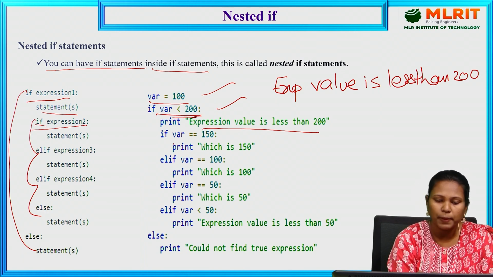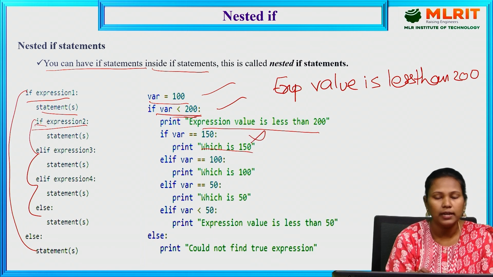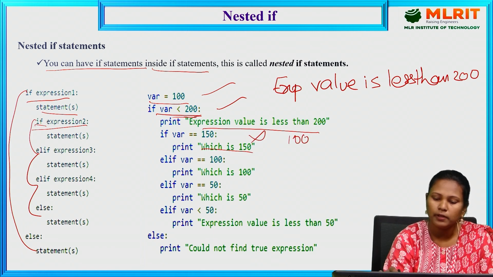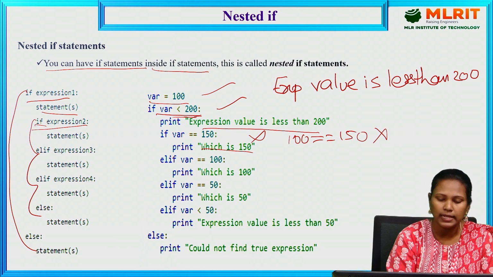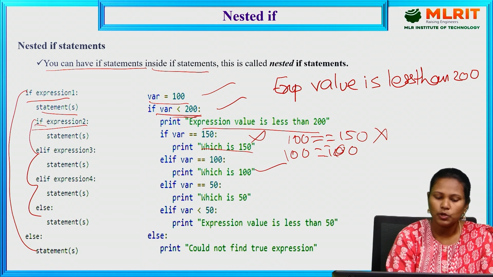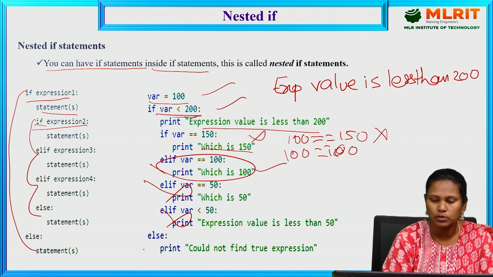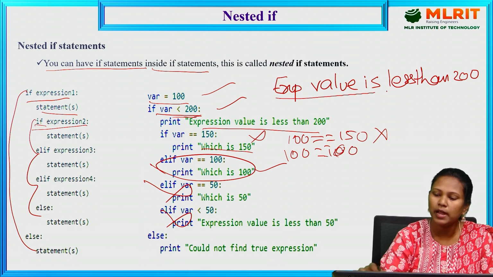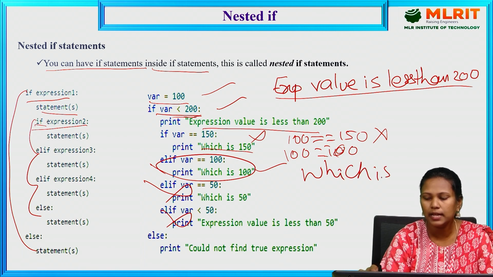Now if var equal to 150. So we compare 100 equal to 150. The condition failed. So it goes to the elif: 100 equal to 100, which is true. So if it is true, it doesn't execute the remaining elif and else. So we get: expression value is less than 200, and which is 100. This is the output we will get.